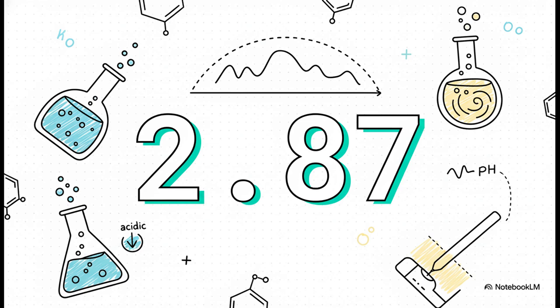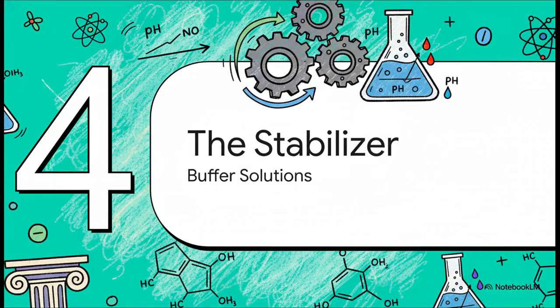Now, that's still acidic, for sure. But here's the cool part. If this were a strong acid at the same concentration, the pH would be much, much lower, around 1. That difference is the weakness in action. Pretty powerful tool, huh? And that brings us to our final, and maybe most sophisticated tool in the entire kit.